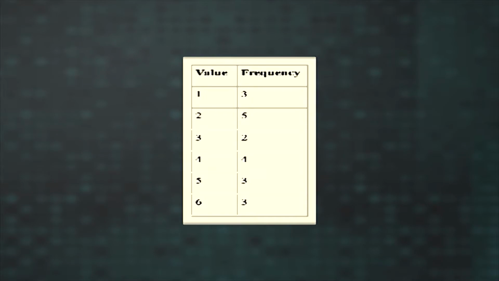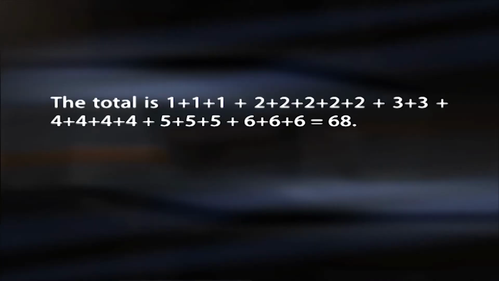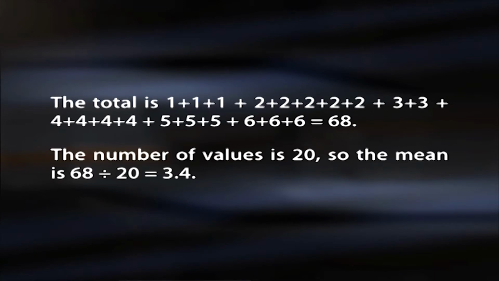From the table, in the first column values are given, in the second column frequencies are given. We know that if we write the example data in a list, it looks like this: 1, 1, 1, 2, 2 and so on. Normally, we would add up the data and divide the total by the number of values. The total is 1 plus 1 plus 1 plus 2 and so on, and in total it is 68. The number of values is 20. So, the mean is 68 divided by 20, that is 3.4.